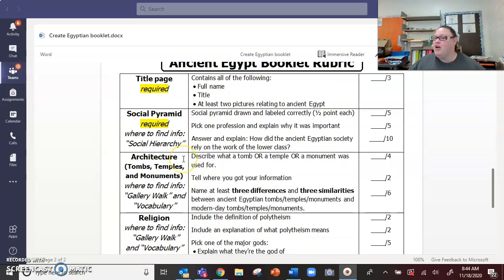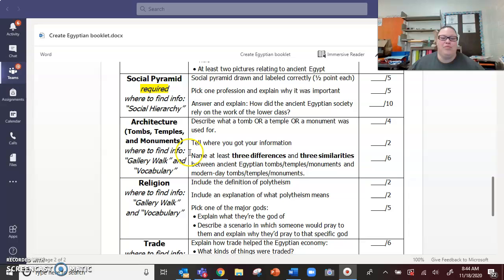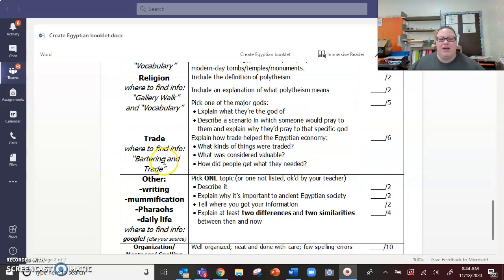Pages 3 and 4, you get to write about anything you want. You can write about architecture, you can write about religion, you can write about trade, or anything else that you want that has to do with ancient Egypt. It just has to be okayed by us.